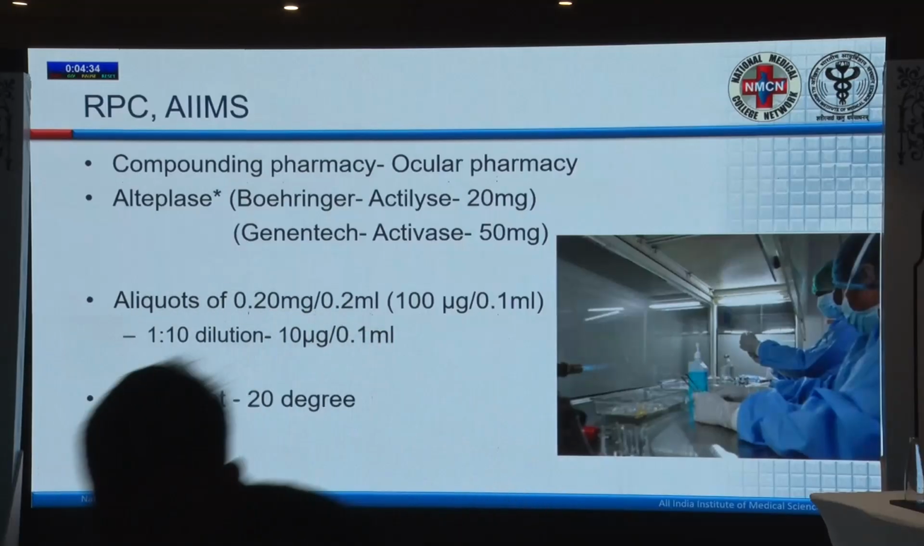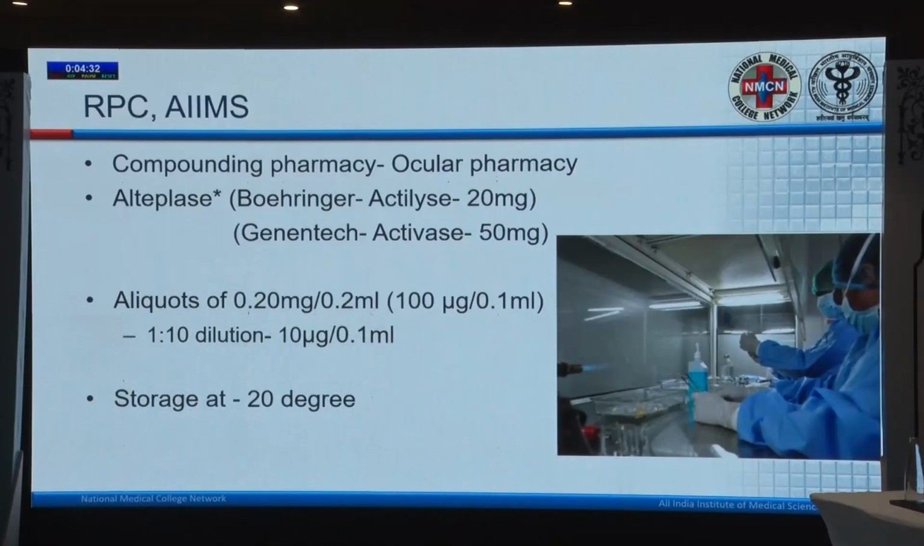Following that, I've been working at AIIMS New Delhi, and we have a compounding pharmacy available at RP Center. It is usually alteplase that we are using, in the form of aliquots.